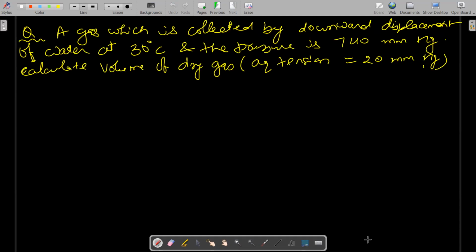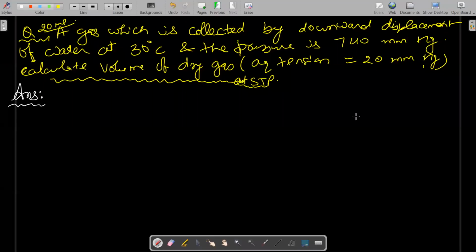Now the next question, yeah, this question. Read the question first and then tell me how to do it. So what is this question? A gas is collected by downward displacement of water at 30 degrees Celsius, in which the total pressure exerted is 740 and the volume of the gas collected is 20 ml. You have to calculate the volume of this gas A at STP.